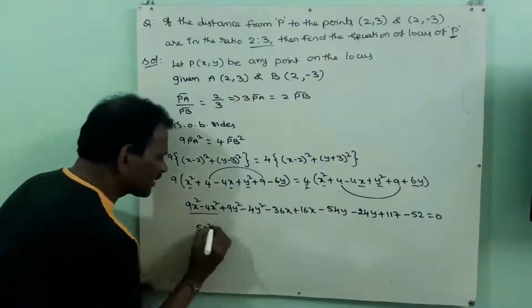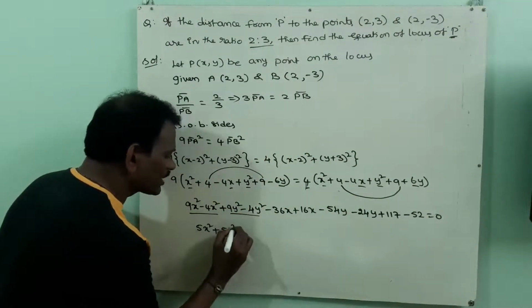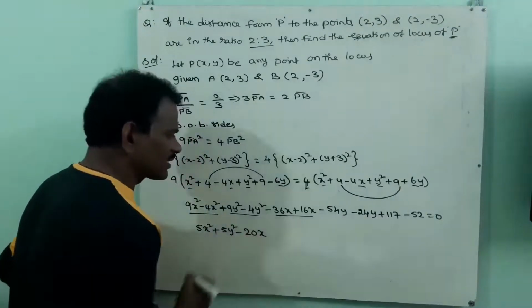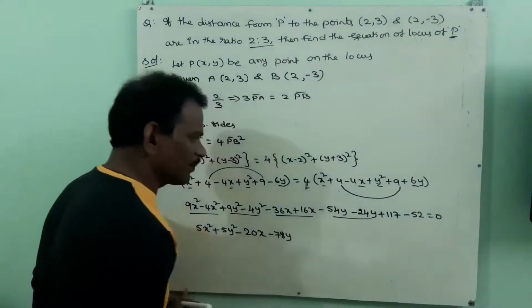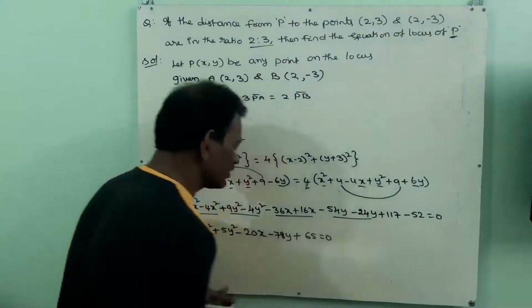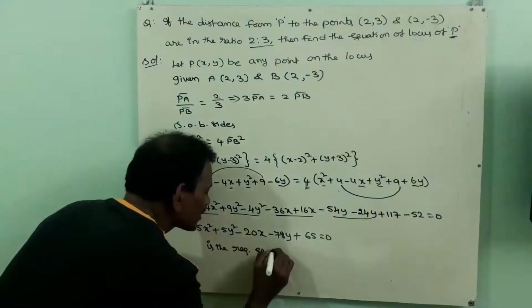Now this is 5x square + 5y square - 20x - 78y + 65 equal to 0, which is the required equation of locus.